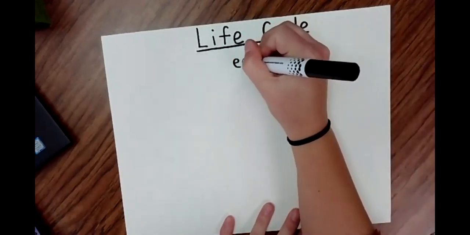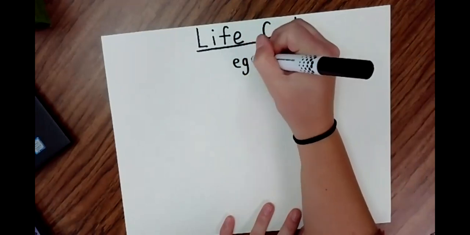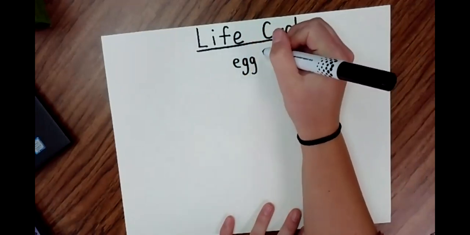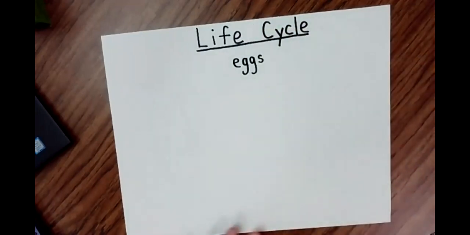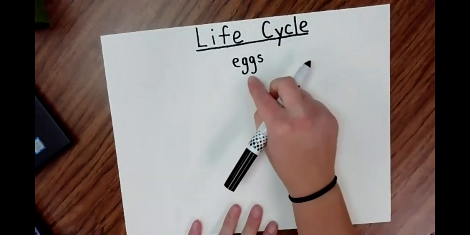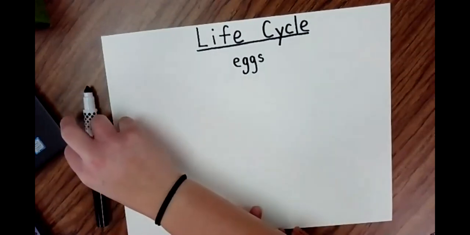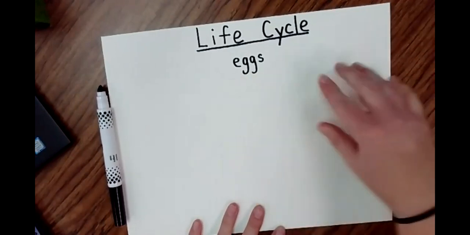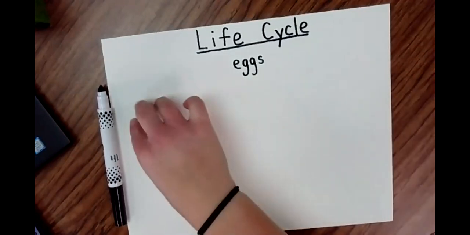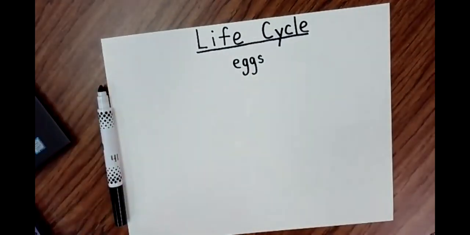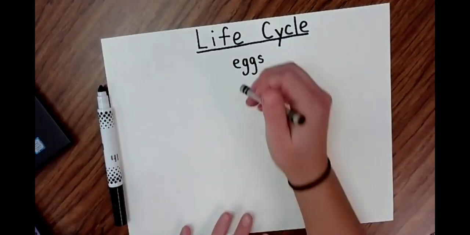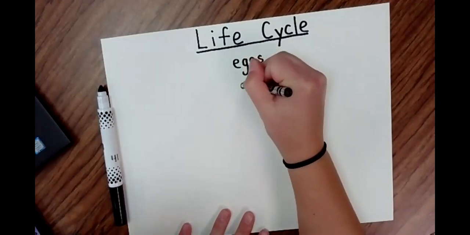E, G, G, eggs, S, eggs. Now, I want you to draw me a quick picture of eggs. You can set your pencil down. Remember, keep it close because we're going to draw all the other parts of a turtle's life cycle. So I'm going to grab my black crayon and I'm going to draw some eggs.